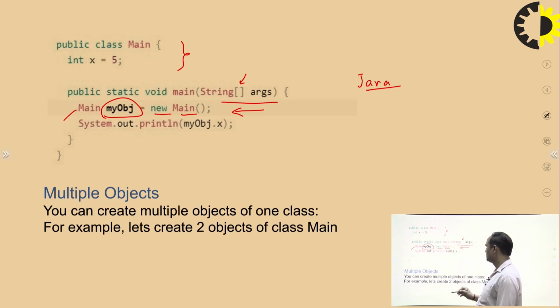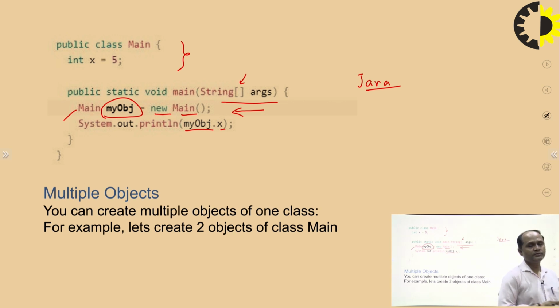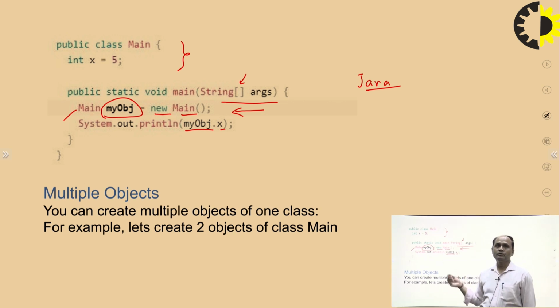This particular object we can directly use to access the variable. System.out.println is the print statement of Java programming. System is a class, out is an object, and println is the function name. And myObj.x, where myObj is the object and x is the variable, which we can print here. So this is the basic program of how we can create a class and how we can create objects of that class, so we can initialize that particular class.